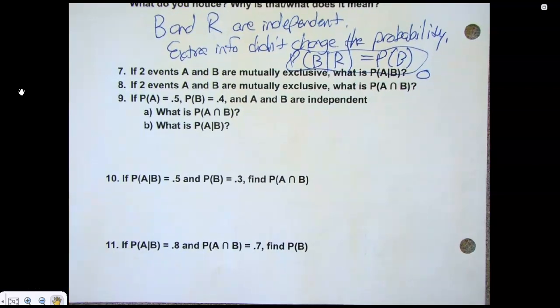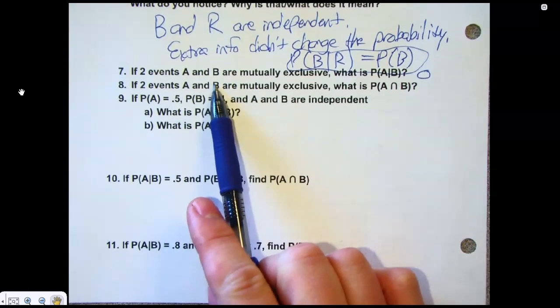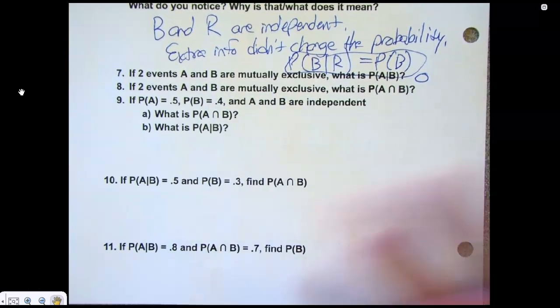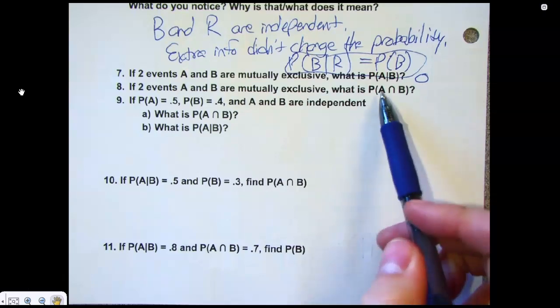Likely, unlikely, that's the only number that makes sense. If two events A and B are mutually exclusive, so again, think of two things that can't happen together, like AP Stats this hour, AP Chem this hour. What's the probability of both?